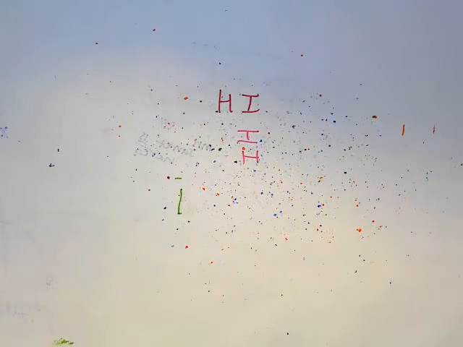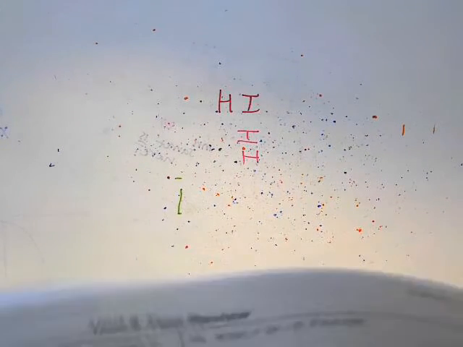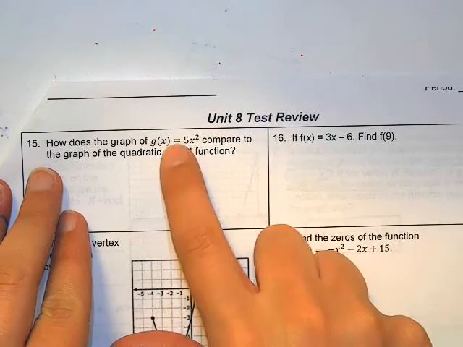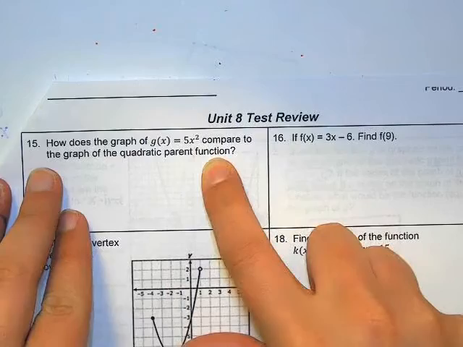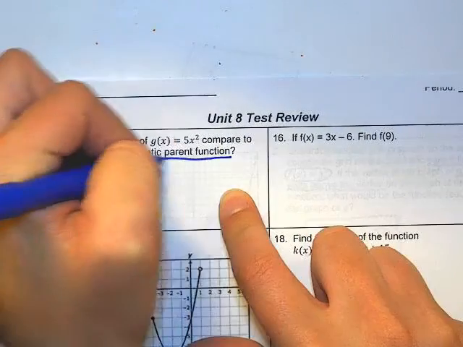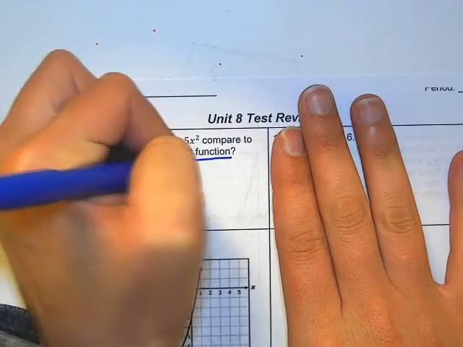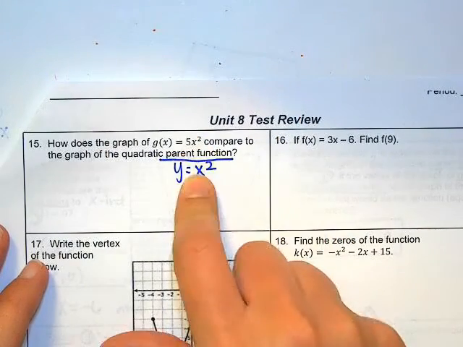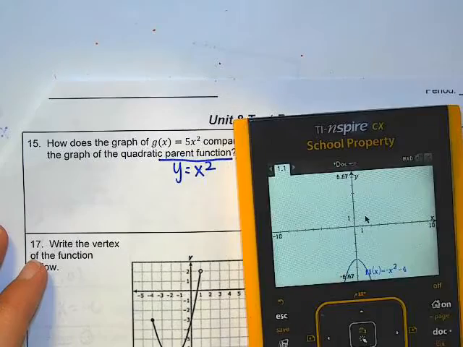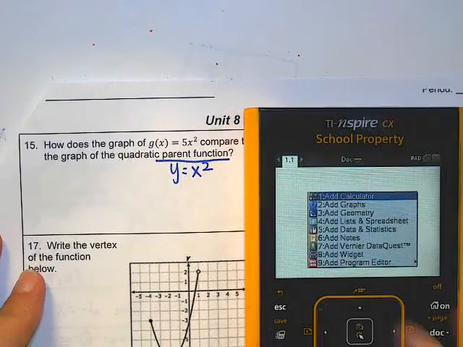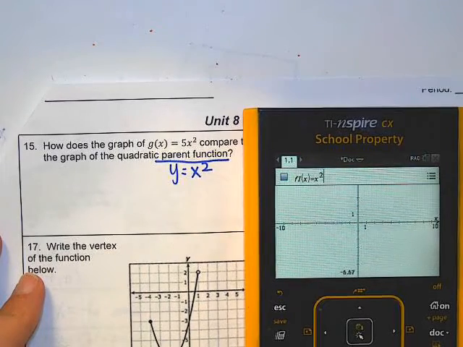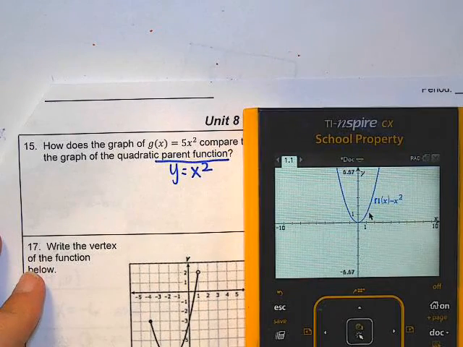Okay, 15. How does the graph of g of x equals 5x squared compare to the graph of the quadratic parent function? What's the parent function? Y equals x squared. So I want to know, how would 5x squared compare to x squared? So let's go graph the parent function first. X squared. There's the parent function, the original.